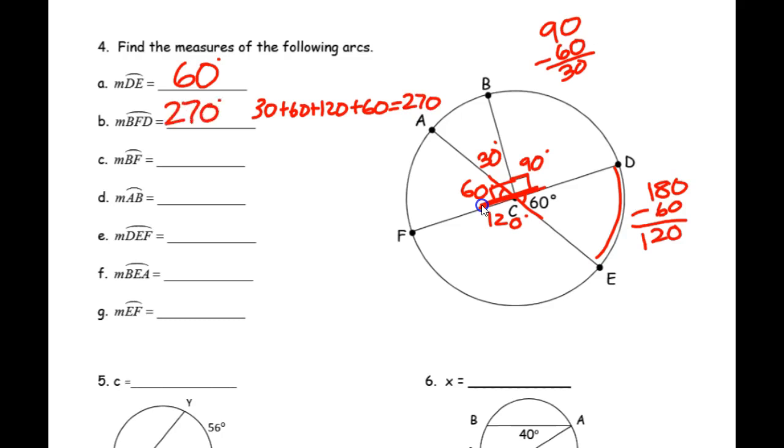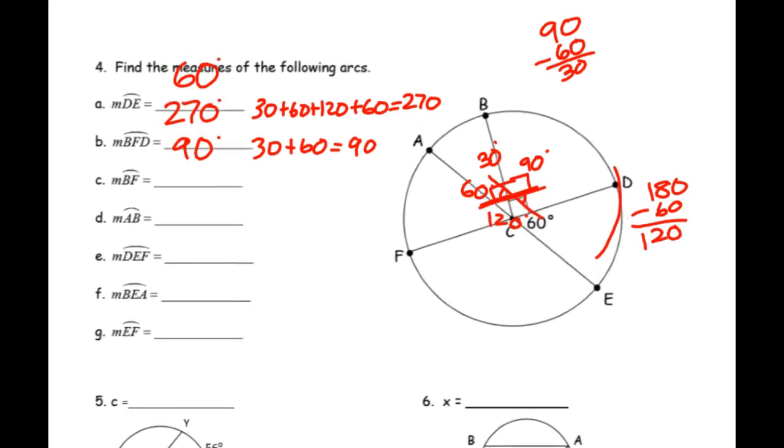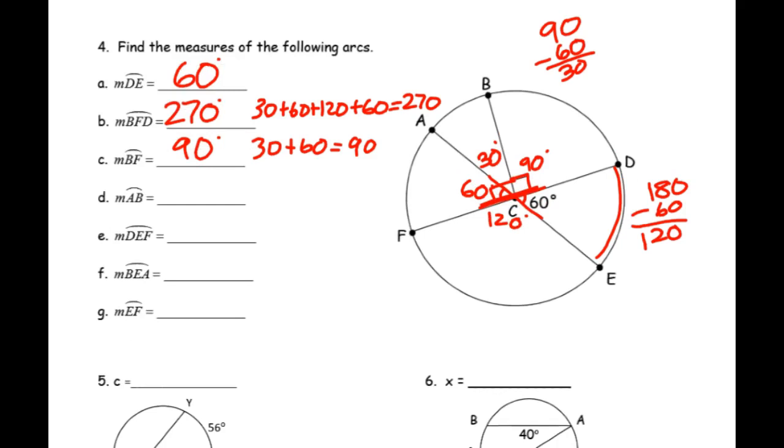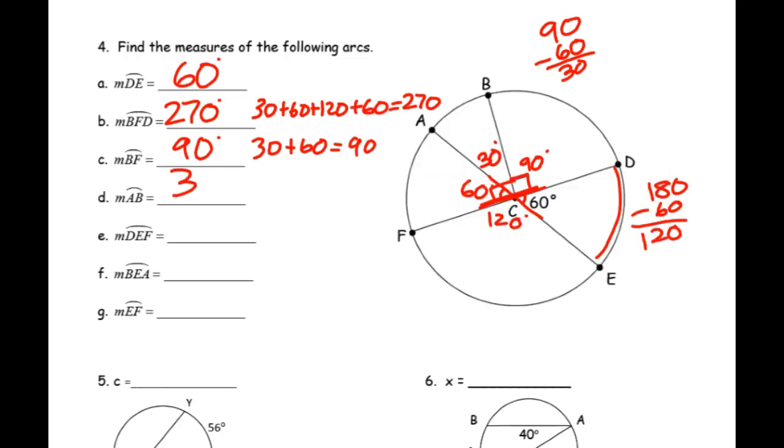Okay, BF adds up 2 angles, 30 and 60. Because it goes through A, that's 2 central angles. 30 plus 60, so that's going to give us 90 degrees. Okay, AB matches the central angle of 30 degrees. DEF adds up 2 central angles, 60 plus 120, and we get 180 degrees.